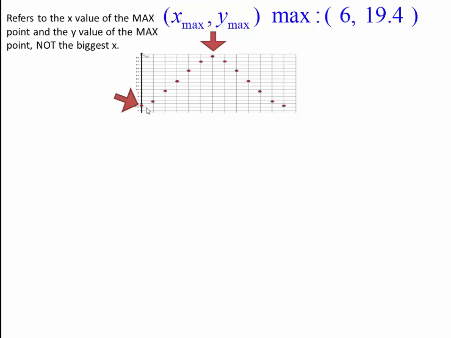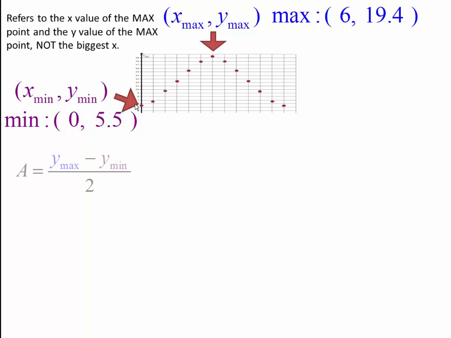Similarly, I have a minimum point, where the x minimum refers to the smallest x value and the y minimum refers to the smallest y value. And in this case, it would be 0, 5.5. To create an equation, I need my a. A is, of course, the amplitude from the center line. How high is it to the maximum? We can find that by taking the maximum y minus the minimum y.